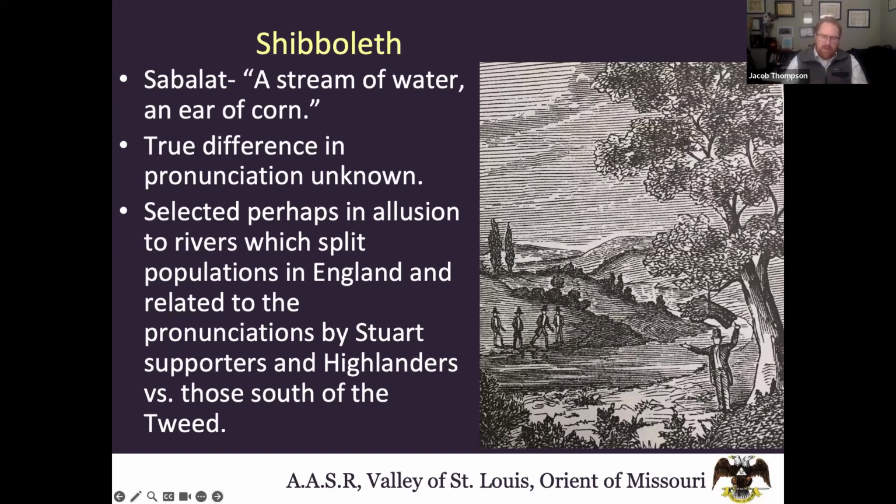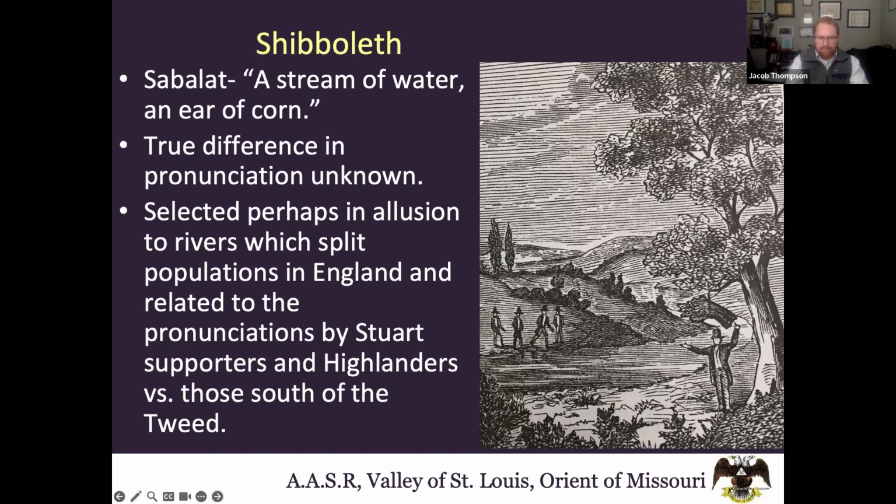But he feels, considering the story behind it, considering its use, that it was perhaps selected in allusion to the contentious relationship at that time in England between certain Masons and the populations in England that were present, relating specifically to how things were pronounced by say, Stuart supporters and Highlanders versus those south of the Tweed.